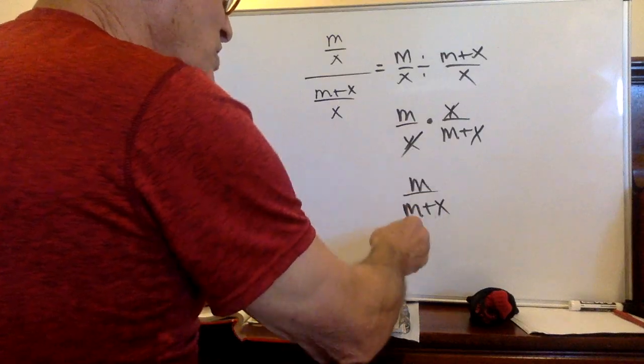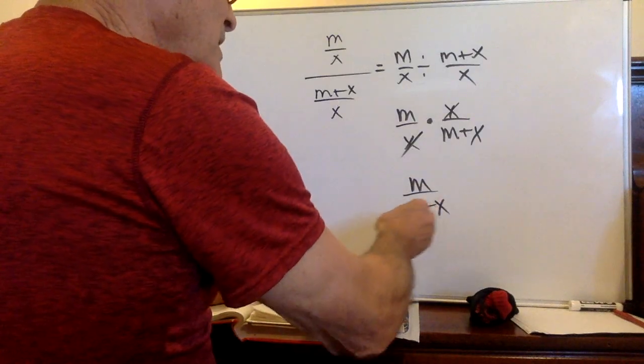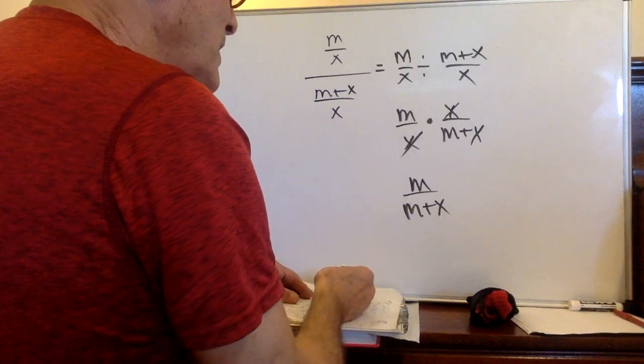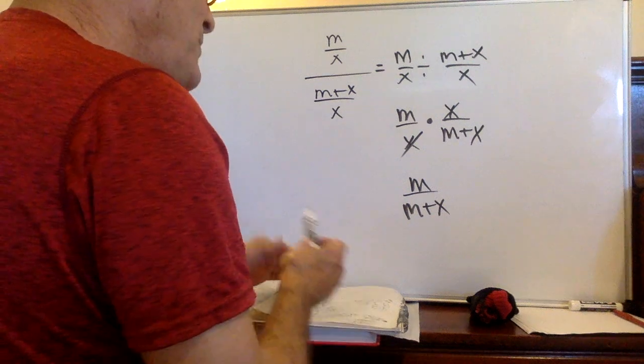And that is all you can do. You can't cancel the ones. You can't say, oh, cancel, that's 1. No, because in the denominator, I have an addition problem, a sum. This is the simplified form, m over m plus x.